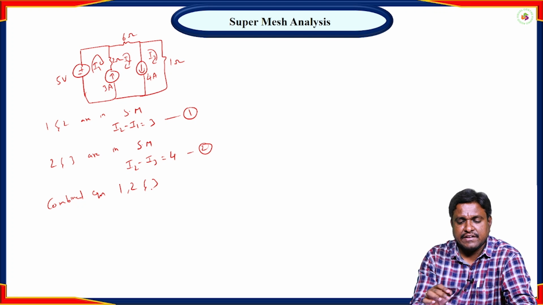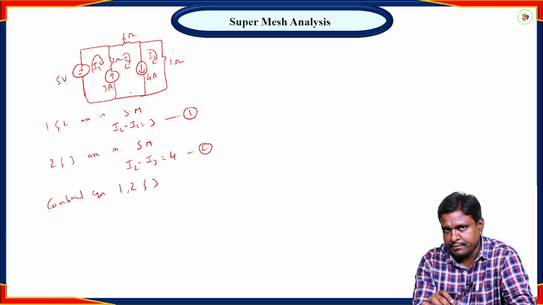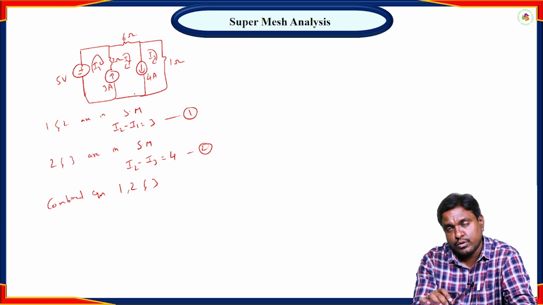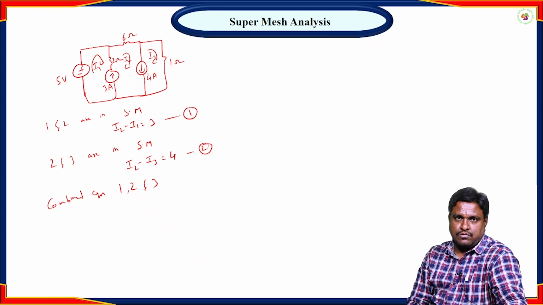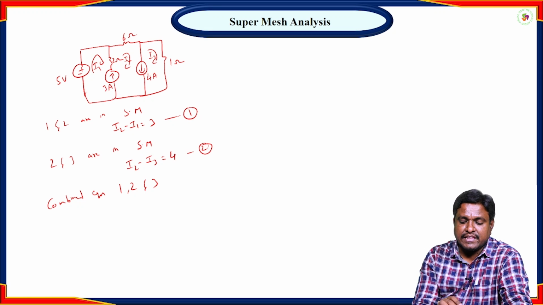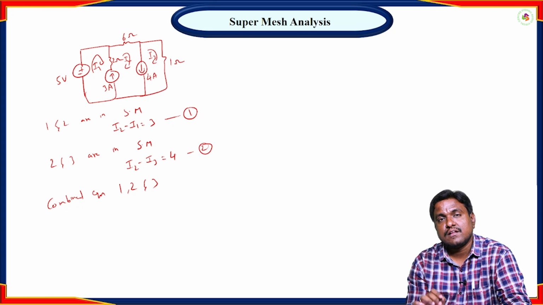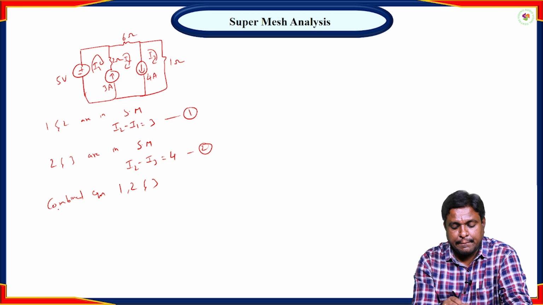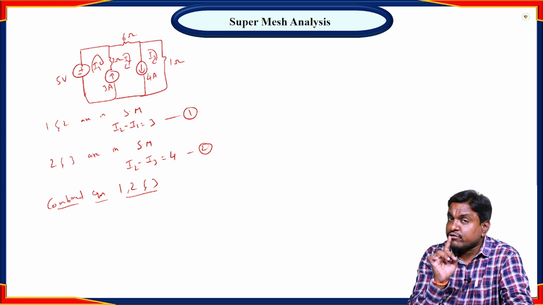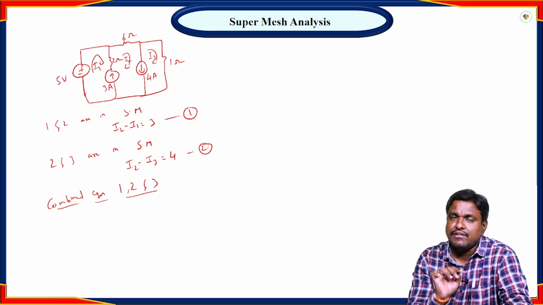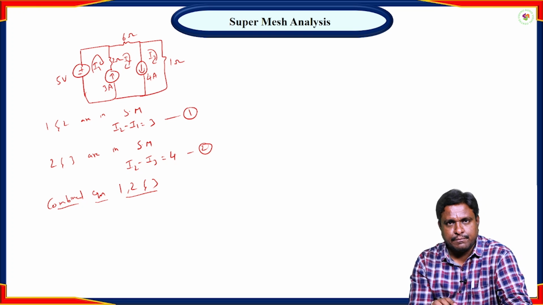Why? Because in the first case we can see 1 and 2 are in super mesh. In the second case we can see 2 and 3 are in super mesh. So we can observe directly or indirectly all the 3 loops are going to have impact on the current source. So the loops 1, 2 and 3 are going to be under super mesh. So we are going to have the combined equation for loops 1, 2 and 3 by excluding the branch consisting of current source. That point is very important.